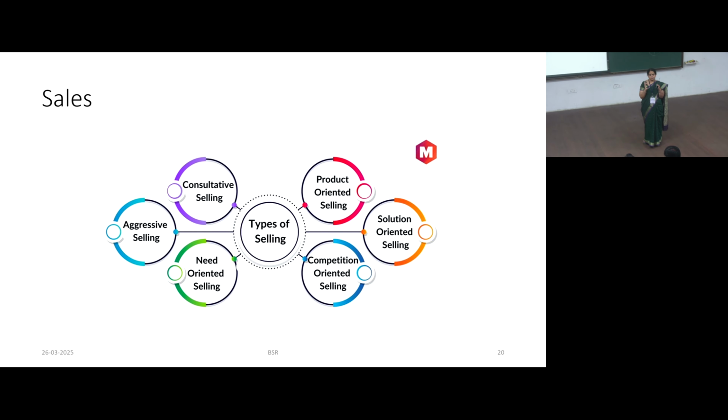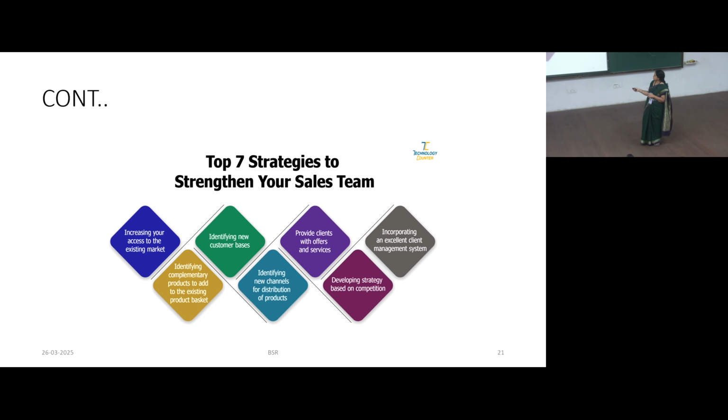Coming to the sales part of it, we place a lot of importance on sales, because I told you the only P that is going to get us money back is pricing, right. Where does pricing come from? When we push the sales, prices will be fine for us. So at this point we have consultative selling, aggressive selling, need oriented, competition oriented, product oriented. If you remember the pricing strategy, you can match those kinds of things, right.